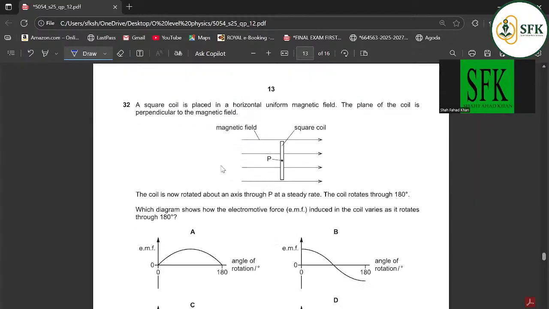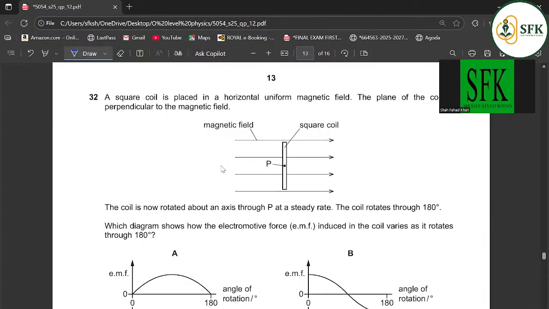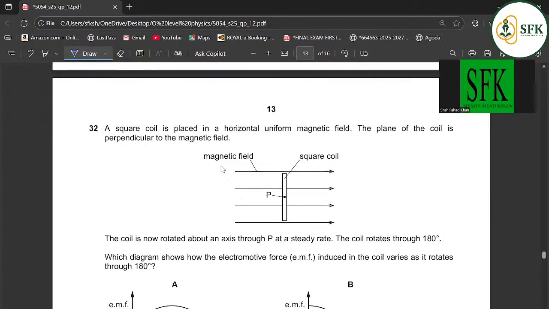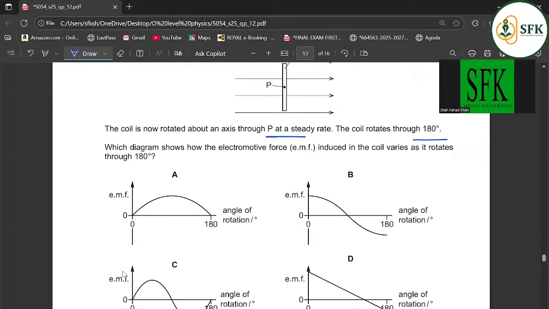32, a square coil is placed in a horizontal uniform magnetic field. The plane of the coil is perpendicular to the magnetic field, as you can see right here. This is the magnetic field, this is the coil. The coil is now rotated on the axis at steady rate through 180 degrees. This diagram shows the EMF induced in the coil as it rotates through 180 degrees.